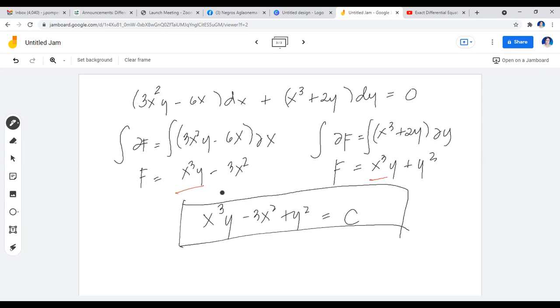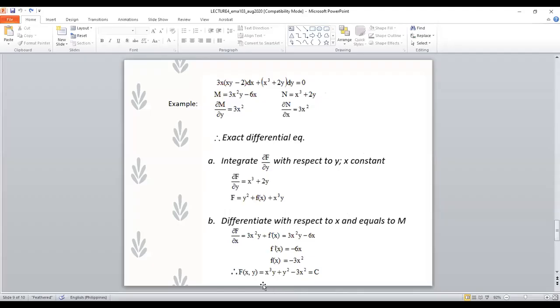So if you take a screenshot of this, x cubed y minus 3x squared plus y squared. Let's check if it's the same as in the PowerPoint. Okay, x cubed y plus y squared minus 3x squared is equal to c. So the same. As you can see, using 3 different methods for one particular differential equation points out to you that method 1 is really more straightforward than the other two.